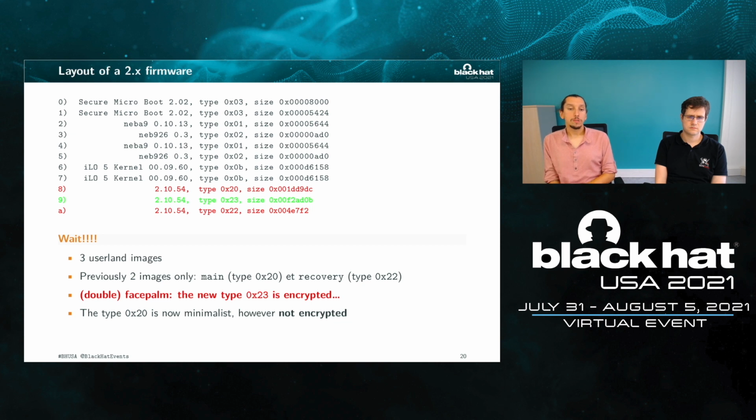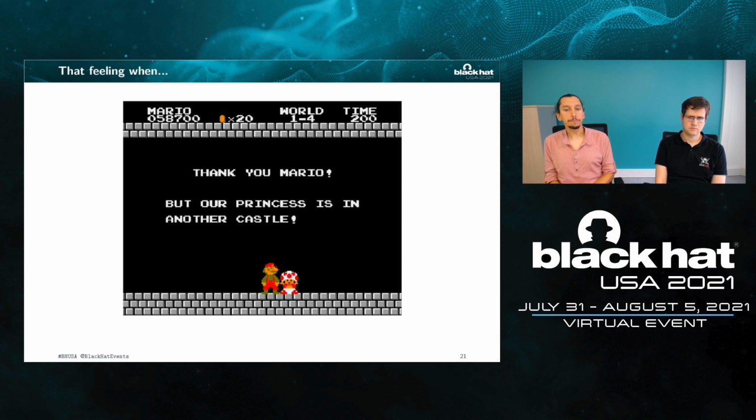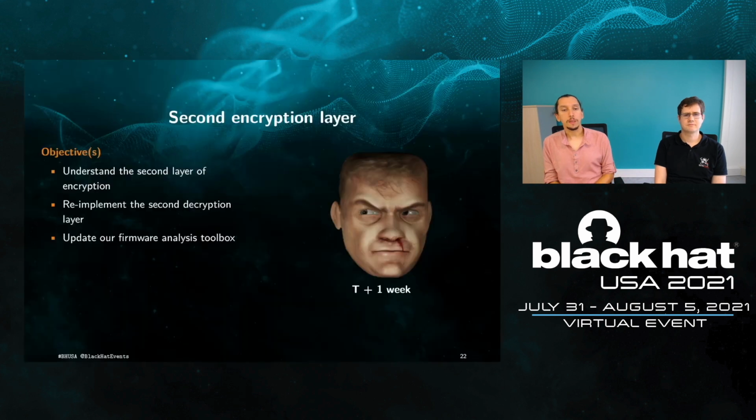What we observe is that there is a new kind of image, and it is very, very small. It is actually even smaller than the recovery image. And what is really important is what used to be the main image, the biggest one, I would say. Now it is again encrypted. So we have a new image, very small, that is not encrypted, and that will be our lead to understand what happened. And that's exactly the feeling we had at that time, that the princess was indeed in another castle.